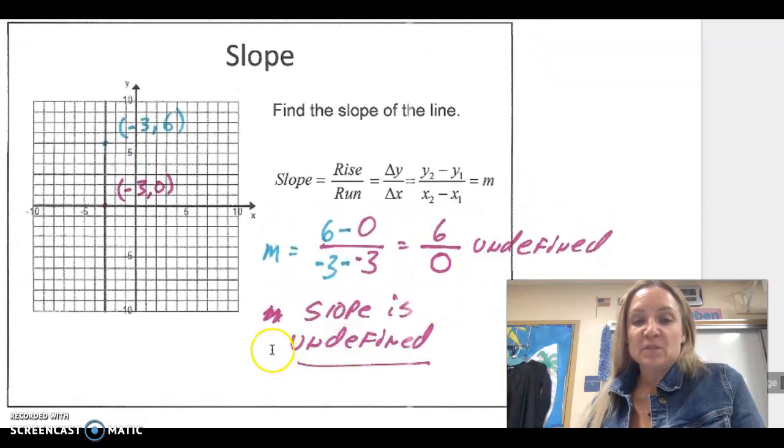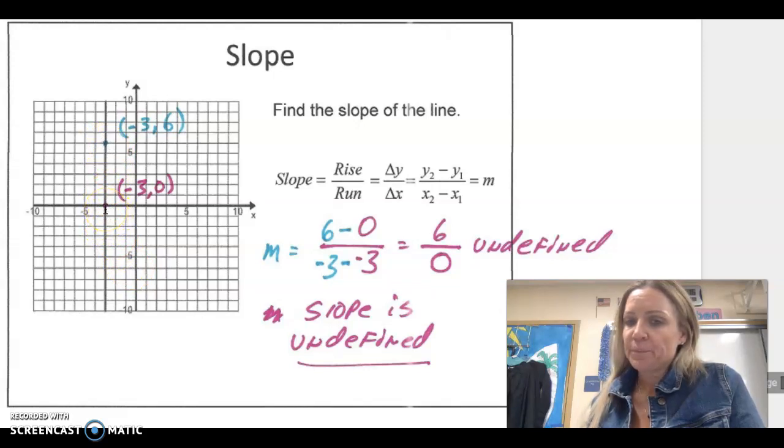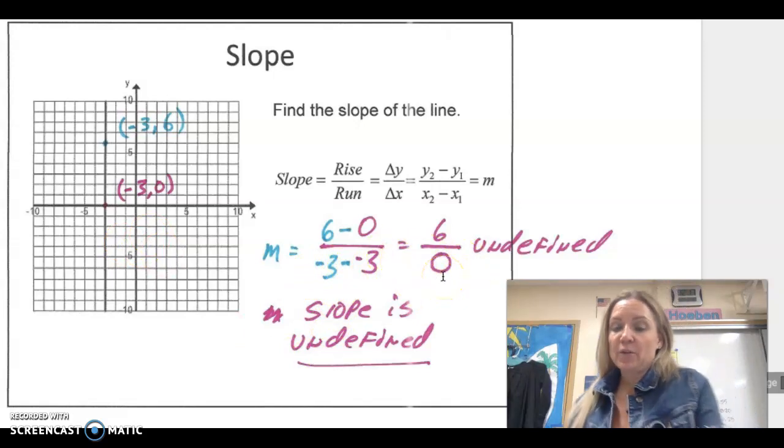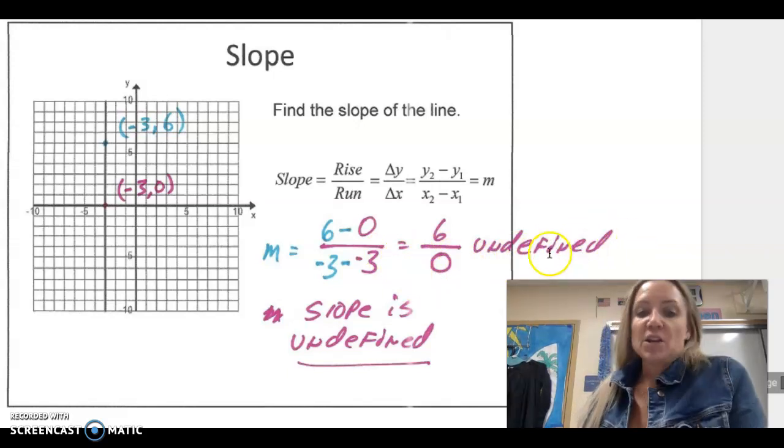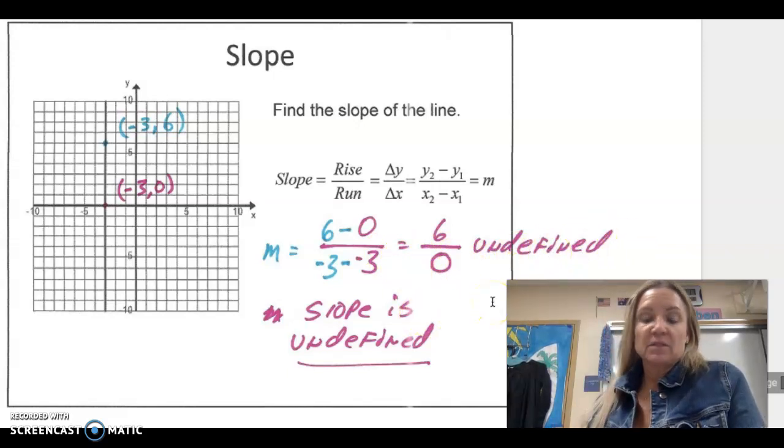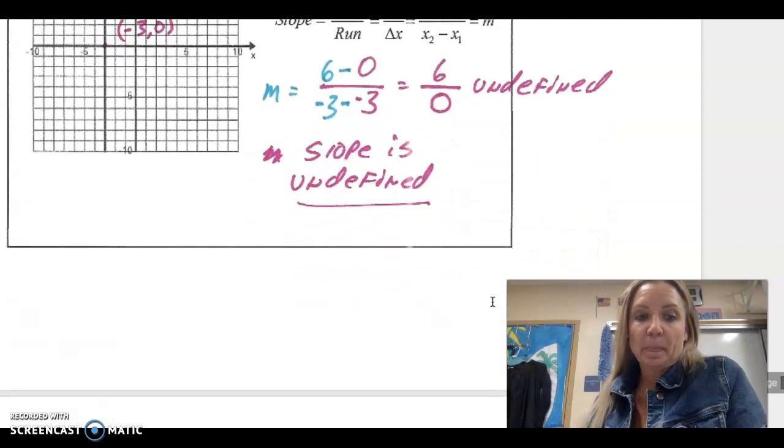All right, this one happens to turn out a little bit weird. So if we're going to find the slope of a line with points -3, 6 and -3, 0, what you're going to notice is this line is straight up and down. When we put our x's in the denominator, we get -3 minus -3, which ends up being 0. So if you have a 0 in your denominator, your slope is undefined. It means it's a vertical line. Okay?